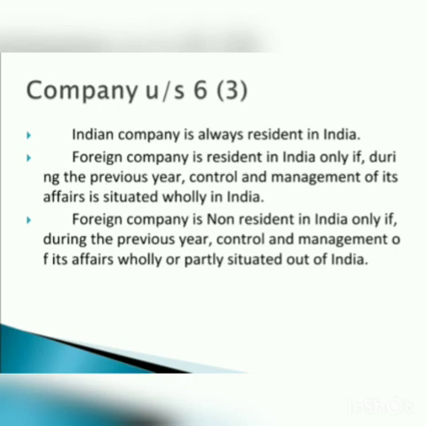Second is foreign company. A foreign company enjoys two types of residential status. First is resident and second is non-resident. A foreign company is resident in India if during the previous year control and management of affairs is situated wholly in India. Next, a foreign company is non-resident in India if during the previous year control and management of affairs is wholly or partially situated outside India. Simply, for calculating the residential status of a company, we have to check the control and management of affairs status. If the control and management of affairs is wholly in India, then simply the company is resident in India. And if the control and management of affairs is outside India, then the company is non-resident in India.